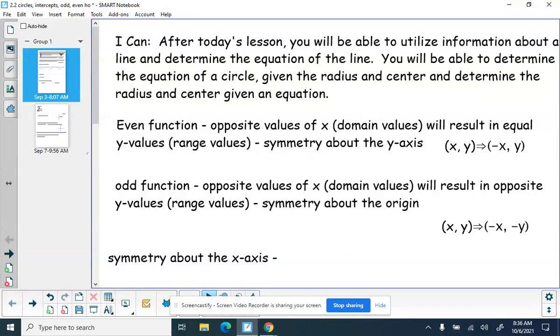When you have an even function, you're going to have symmetry about the y-axis, which means you're going to get a mirror image. Whatever you see on one side, you get on the other side of the y-axis. It is a mirror image. When you're symmetric about the origin, you're going to be equidistant from the origin in opposite quadrants.